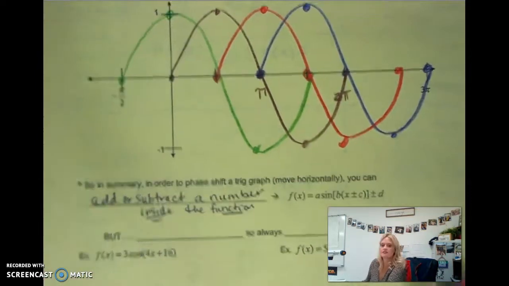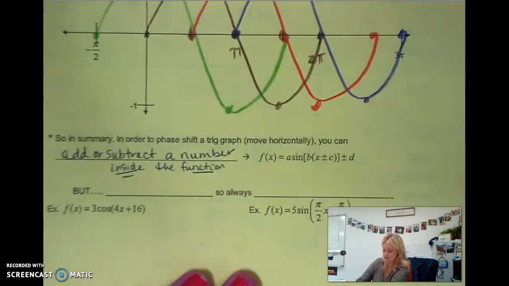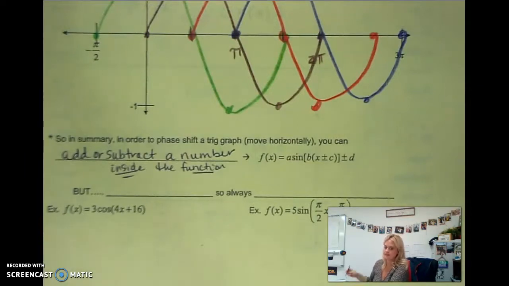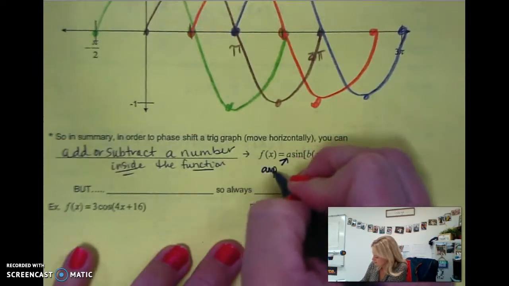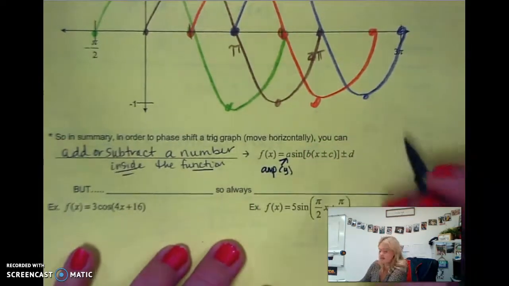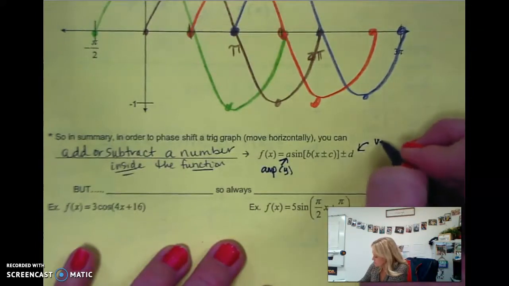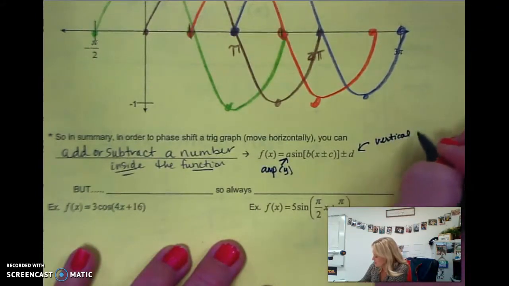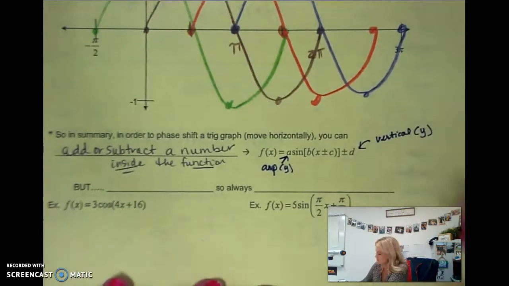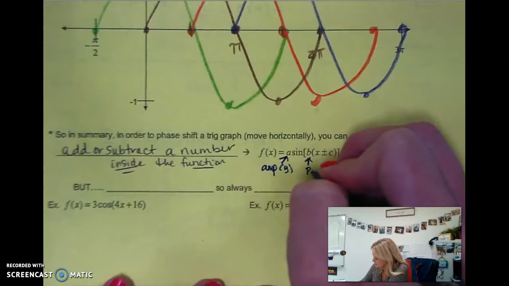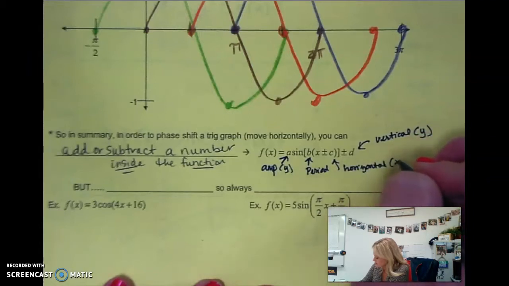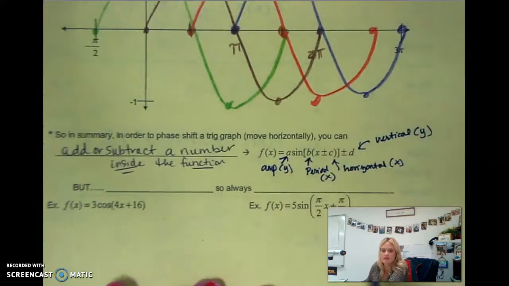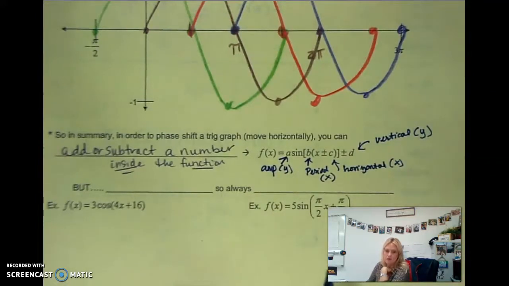Okay? So if we talk about all the parts now, A, B, C, and D. A is our amplitude, and that affects the Y. D is our vertical shift, and that also affects the Y side of my T-chart. B has to do with the period, and C has to do with the horizontal shift. Both of these have to do with the X part of your graph. So that's very important when you're starting to keep everything organized.